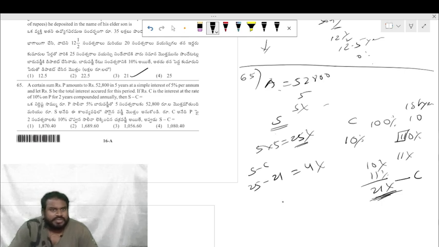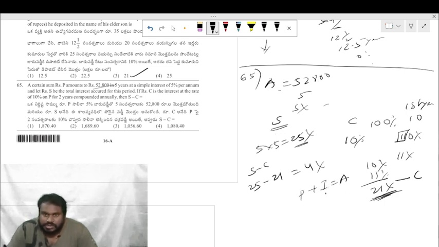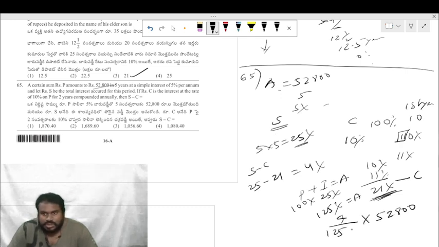But 52,800 is not the interest, it is the total amount. Principal plus interest equals amount. Because the interest is 25% and the principal is 100%, 125% is equal to the amount. So if 125% is that much, what is 4%? It is 4 by 125 into 52,800.